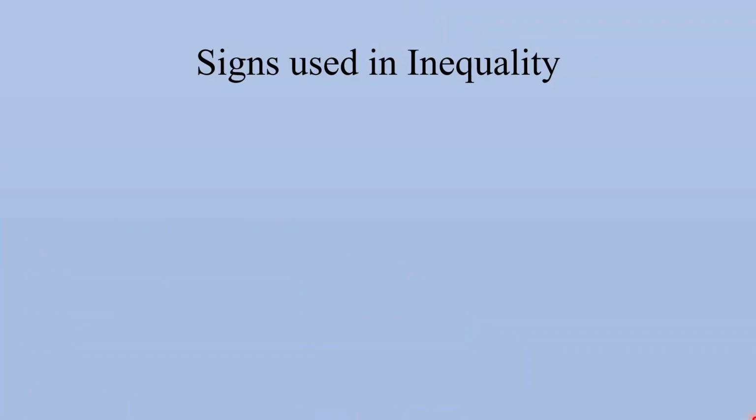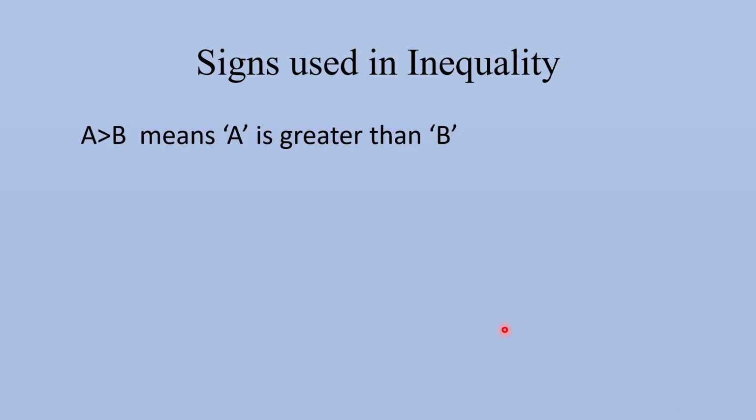So first of all, I'm going to tell you about the signs which are used in inequality. So this is the very first sign, students. Now this sign means greater than. Now since its mouth is open towards A, this whole statement will be read as A is greater than B. Now let's move on towards the second sign.